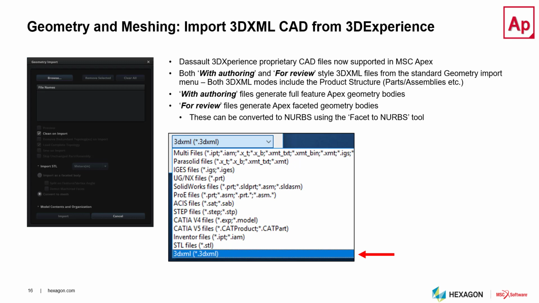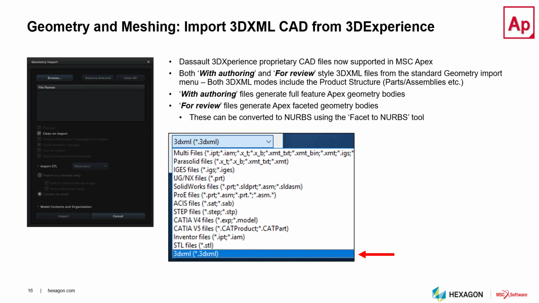So this is imported 2 different ways. You can actually import it with either of the options. Option 1 is with authoring, and option 2 is for review. Now, what's the difference between the two? Well, at the end of the day, it's file size. The for review option is really just importing it and looking at it.